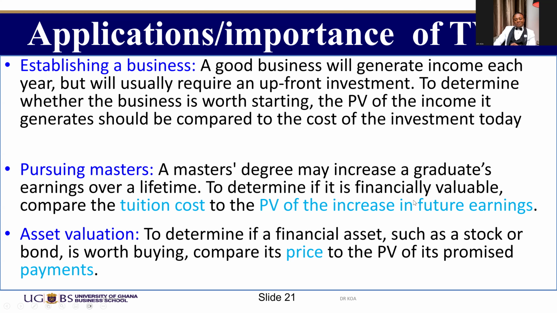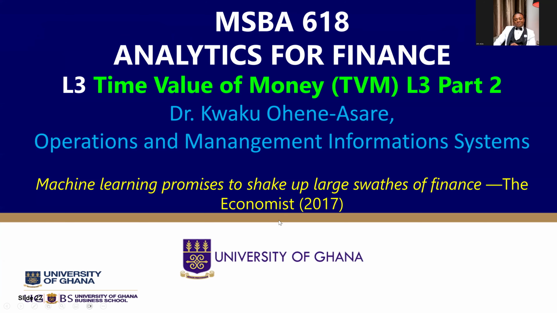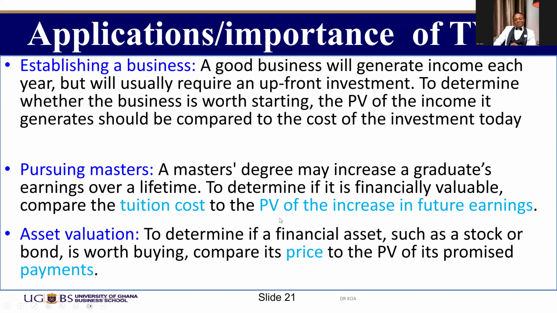So by the time each of my two cases is 14 and 15 years, both of them are millionaires, simply because of this knowledge. I keep saying that wisdom is the ability to see what is obvious, even when it's a secret. Asset valuation. Look at that. Compare the price to the present value of the promised payment. So present value is very, very important. Ladies and gentlemen, that brings us to the end of the entire lecture.